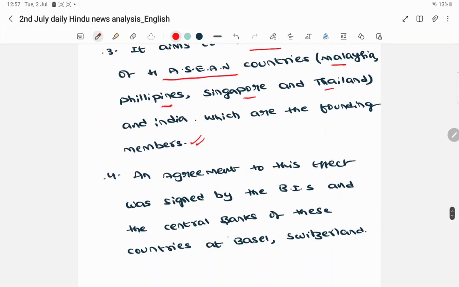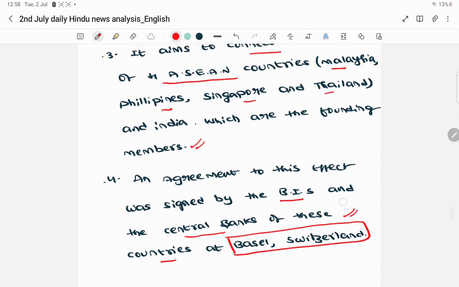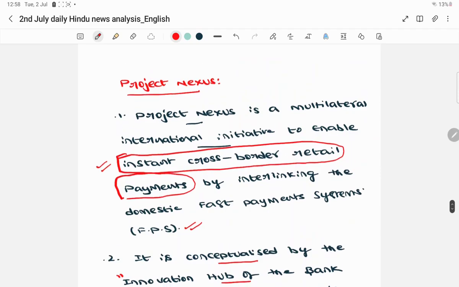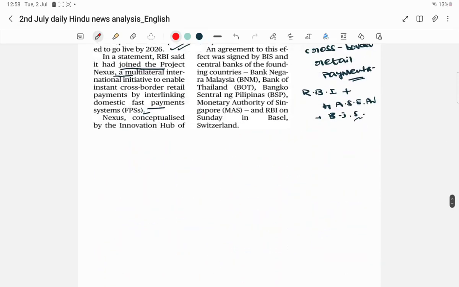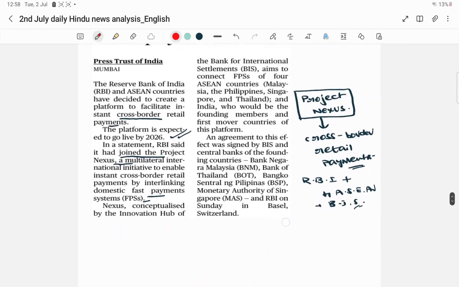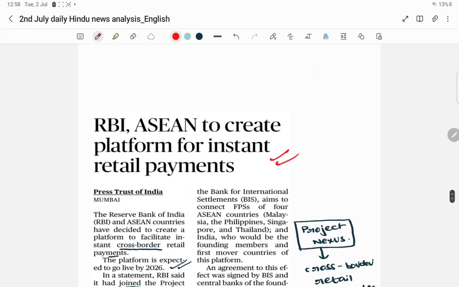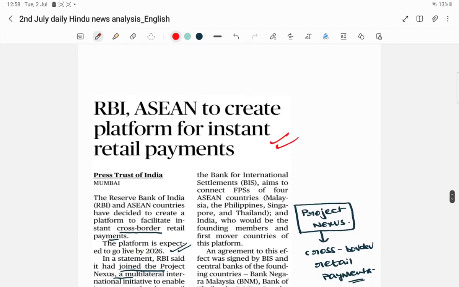Recently in Basel, Switzerland, an agreement was signed the day before yesterday, which is Sunday. An agreement to this effect was signed by the Bank for International Settlements and the central banks of all these 4 ASEAN countries, as well as RBI, at Basel, Switzerland. So, what is Project Nexus, who is involved and who are the founding members? Definitely you can expect a question on this from GS paper 3 economy. In prelims, sure shot you can expect a question. Consider the following statements about Project Nexus, or Project Nexus is associated with which of the following.